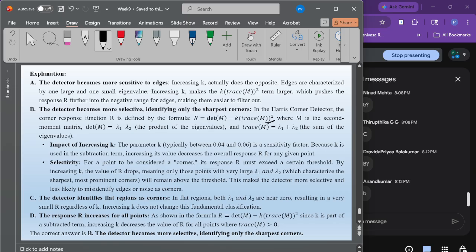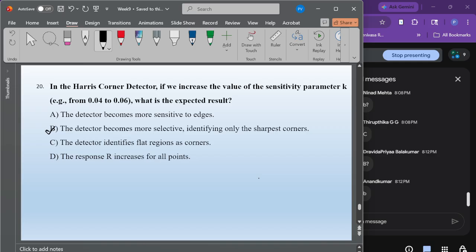And the other options that are given: the detector identifies flat regions as corners. In flat regions, both lambda 1 and lambda 2 are near zero, which results in a very small R regardless of K. So increasing K does not change the fundamental classification. Another option says the response R increases for all points. As shown in the formula, K is part of the subtractive term, so increasing K decreases the value of R. So option B is the correct answer: the detector becomes more selective, identifying only the sharpest corners if we increase the sensitivity parameter K.